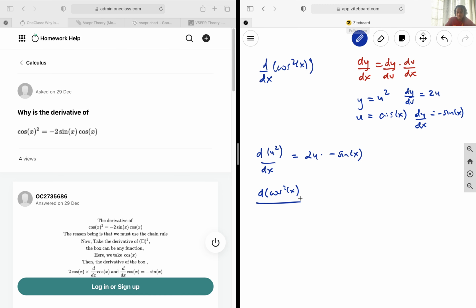And so we get d cos squared x over dx is going to give us 2 multiplied by cos x multiplied by negative sine x. And then we can just pull out the negative to be out front, so negative 2 sine x cos x, proving that what is given in the question is correct.